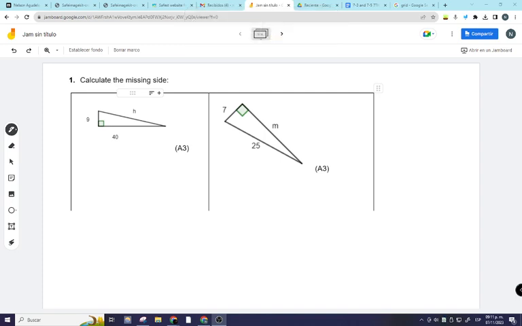In this video we are going to solve some exercises related to the Pythagorean theorem. First, we have two basic exercises, one where we have to find the hypotenuse and one where we have to find one of the legs.